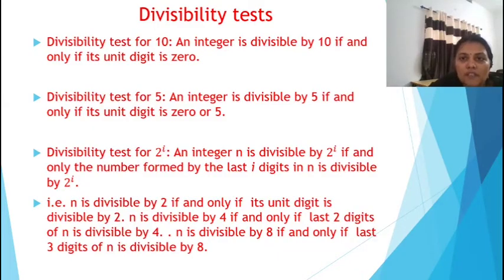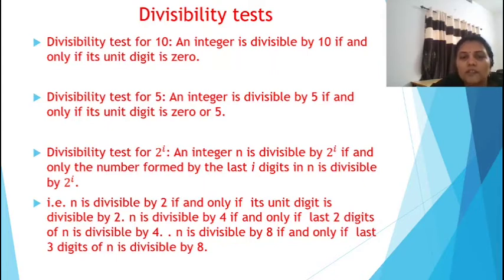Next concept is the divisibility test, which you have already studied at school level. First, divisibility test for 10. An integer is divisible by 10 if and only if its unit digit is 0. And divisibility test for 5. An integer is divisible by 5 if and only if its unit digit is either 0 or 5. Now divisibility test for 2 raised to i. An integer n is divisible by 2 raised to i if and only if the number formed by the last i digits of n is divisible by 2 raised to i. That is, n is divisible by 2 if and only if its unit digit is divisible by 2.